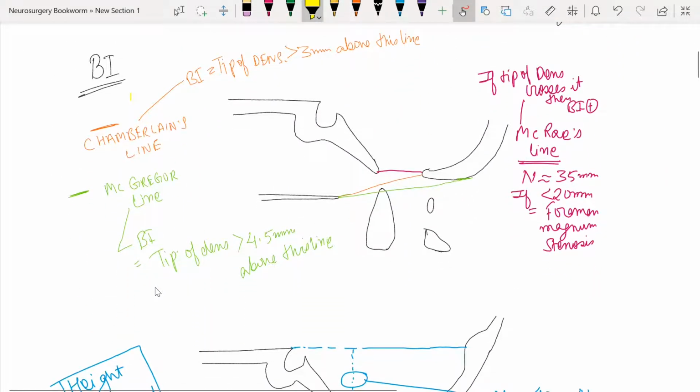Now moving on to craniometric lines for basilar invagination. First line is Chamberlain's line. So you can see the orange line here. It is drawn from opisthion to the posterior end of the hard palate, and if the tip of the dens is greater than 3 mm above this line, then basilar invagination is present.